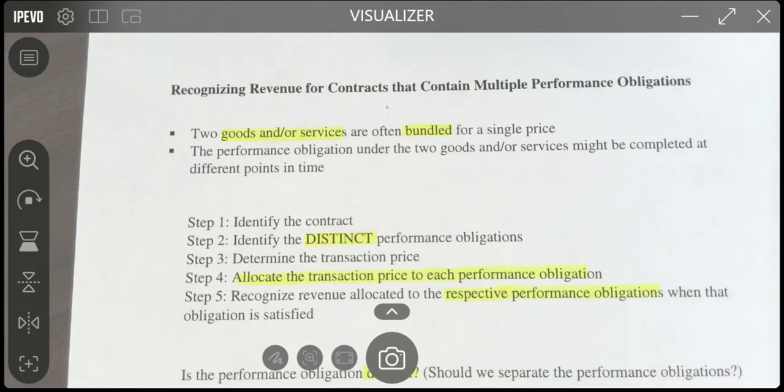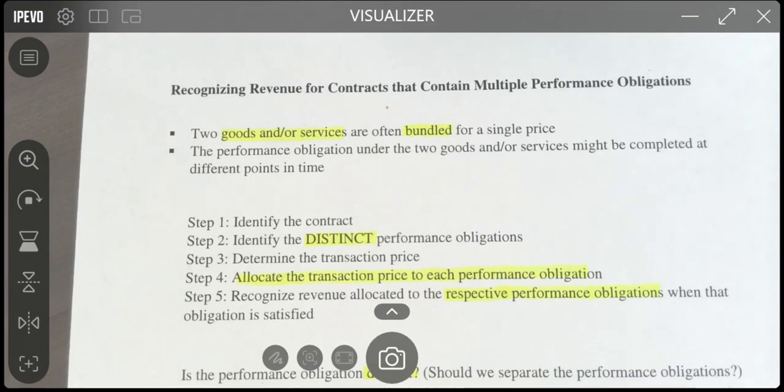Welcome to a video on recognizing revenue for contracts that contain multiple performance obligations. We've seen two cases of single performance obligations: the performance obligation to deliver the equipment, and then the separate case, the performance obligation to provide access to the online workout platform. Now we're going to do a case where they're both present.